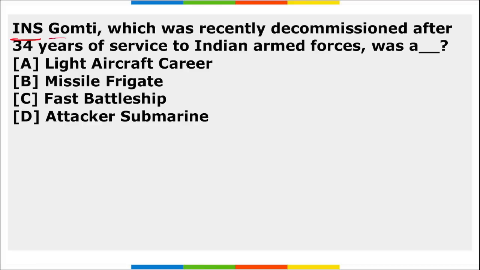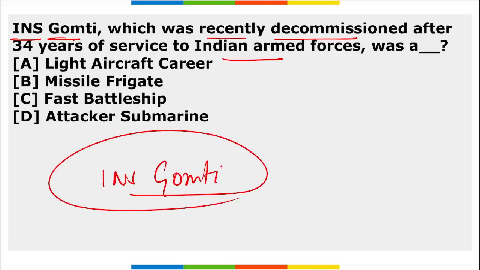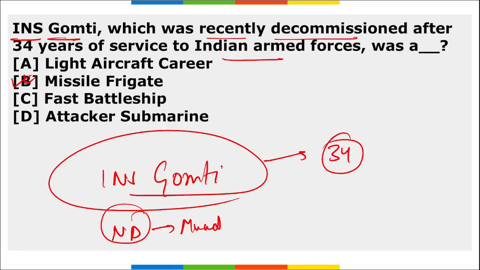Next question is, INS Gomti, which was recently decommissioned after 34 years of service to the Indian Armed Forces, was a dash. What is INS Gomti? This INS Gomti was commissioned for 34 years and now it was decommissioned. What is this INS Gomti? It is a missile frigate. It was decommissioned on 28th of May at Naval Dockyard in Mumbai. Also remember, where was it decommissioned? It was decommissioned at Naval Dockyard in Mumbai.